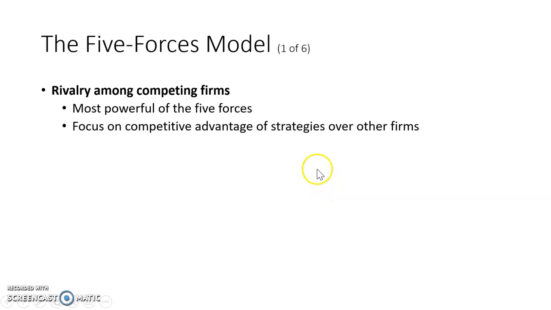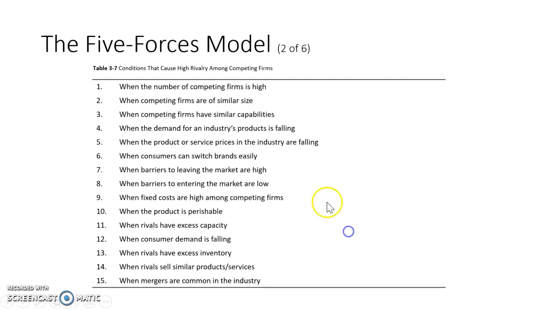So let's first look at rivalry among competing firms. This is the most powerful of the 5 forces, and it really looks at the competitive advantages of strategies over other firms. And so if there are a lot of competitors and competition is really fierce, we would say that's a high rivalry among competing firms. If there aren't a lot of competitors, maybe it's an oligopoly, then that's not going to be a very strong force, making it potentially more attractive to enter or stay in that industry.